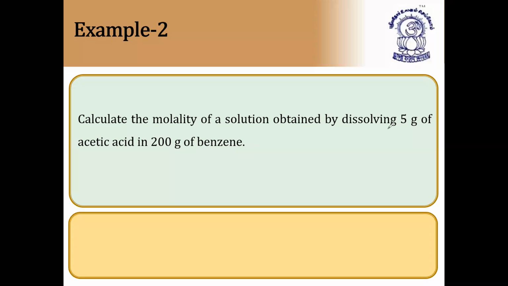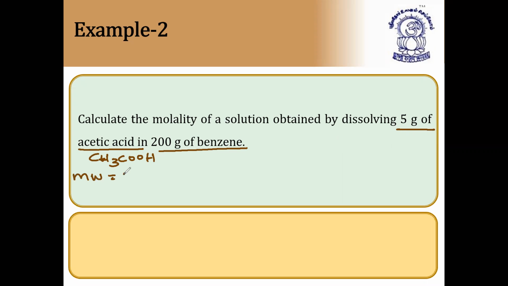So 5 grams of acetic acid. Acetic acid formula is CH3COOH. Because you have to consider molecular mass also, because molality is number of moles of solute by mass of solvent in grams into 1000. Mass of solvent they have given, for benzene no need to require. So first find molecular weight of acetic acid.